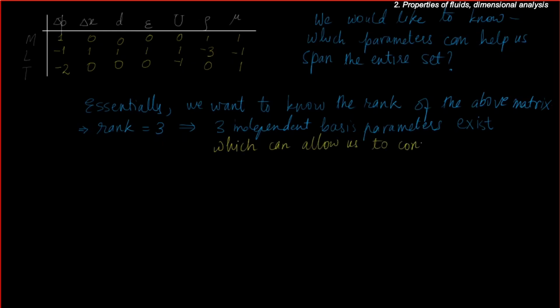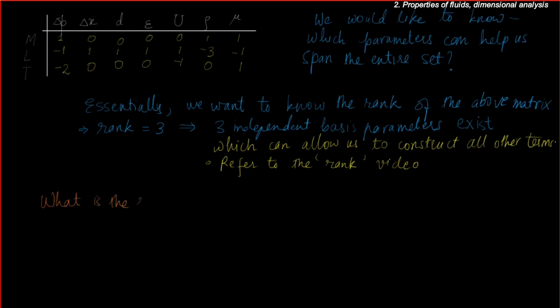Third step happens to be finding out the rank of the dimensionless matrix that we have found out. So why would we want to know the rank of this matrix? Because from the entire set of parameters, we would like to know which parameters are linearly independent of each other and which parameters form the basis with the help of which we can write down an expression for all the other parameters. Essentially, we want to find out the basis, and hence we need to find out the rank.